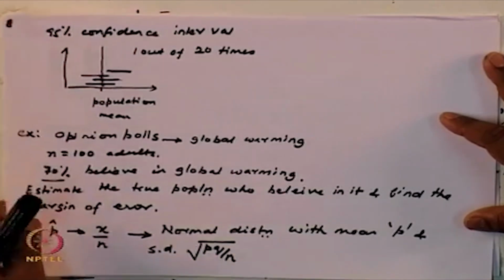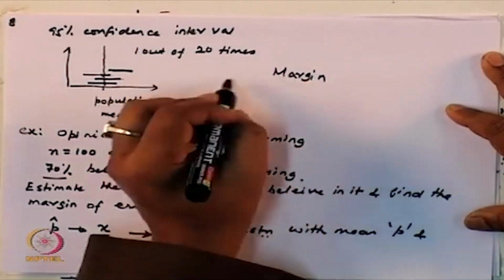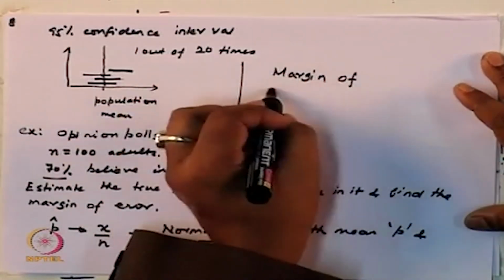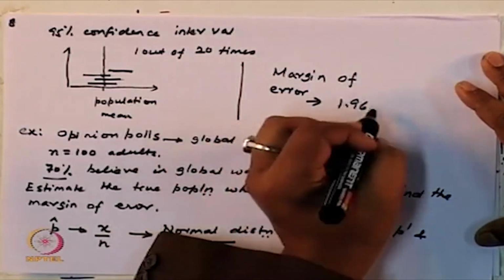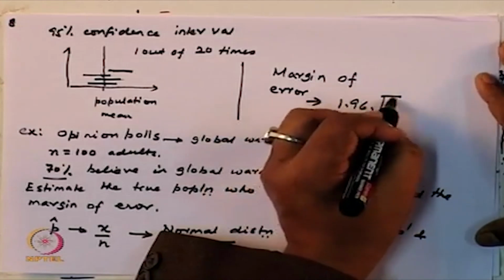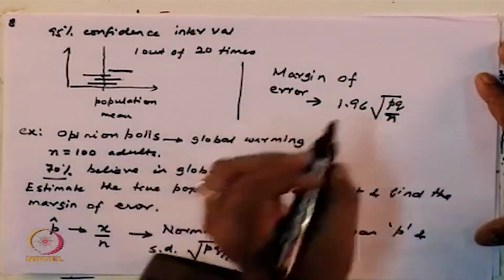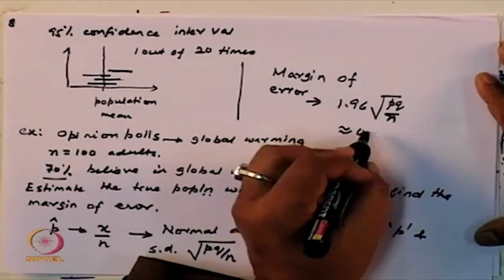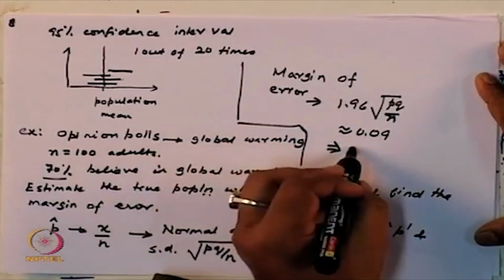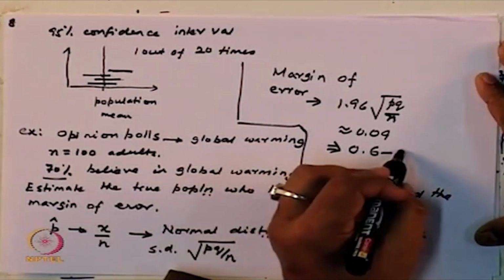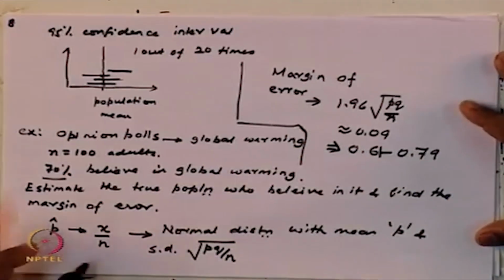In this case, the margin of error becomes 1.96 into root of p q by n. If you plug in the values, this should come out to be 0.09, implying the true population proportion would lie between roughly 0.61 to 0.79.